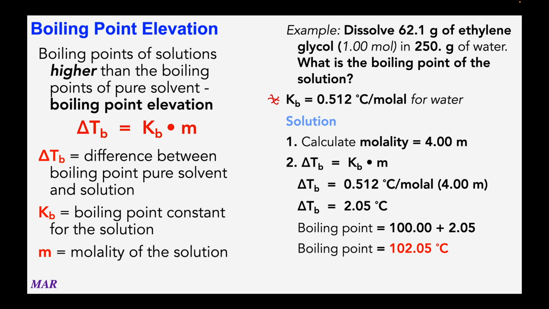So delta T equals K times m. You have to calculate m to find delta T. K values you can look up, or I'll give them to you, no big deal.